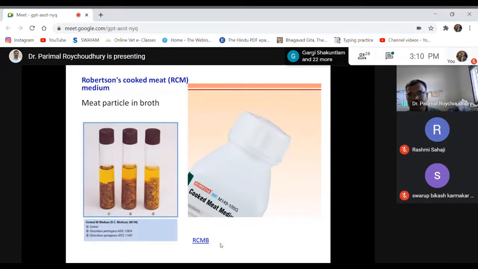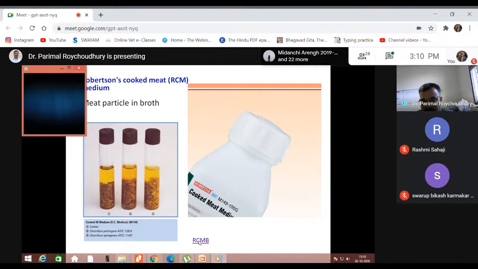Then this is the Robertson cooked meat broth. This is a special media that we use for isolation of anaerobic bacteria, Clostridial bacteria. Basically, it has cooked meat particles as a media. It contains the peptones and other broth, and then the meat particles, as you can see here. In the media bottle also, you can see this meat particle.